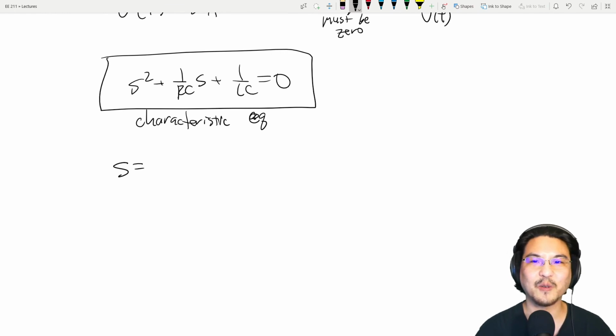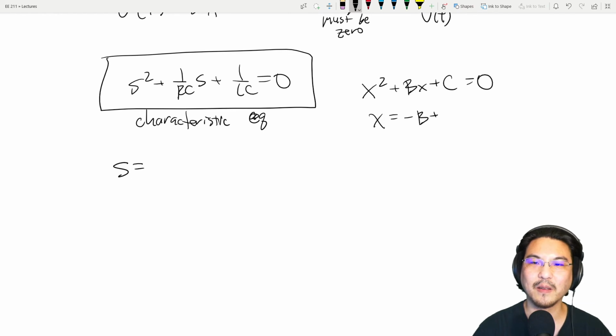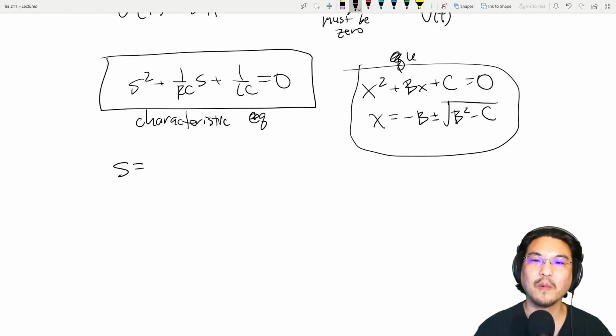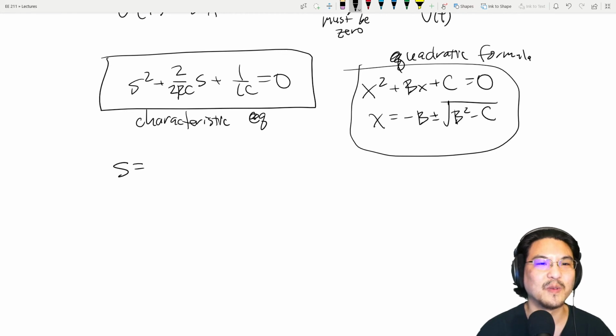Okay, so the quadratic formula, let's say I have a quadratic equation that looks like this. If the quadratic looks like this, the solution is like this. Okay, this is the quadratic formula. So then here, you see right here, it's 1 over RC. I'm going to factor 2, so like 2 over 2. Right, so then let me just do some substitutions.